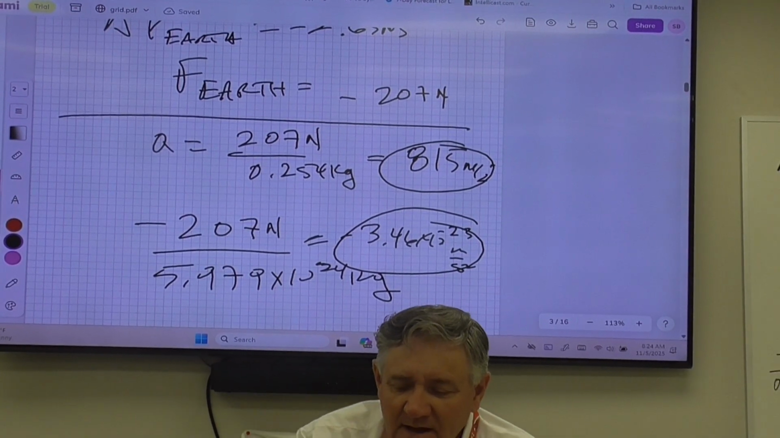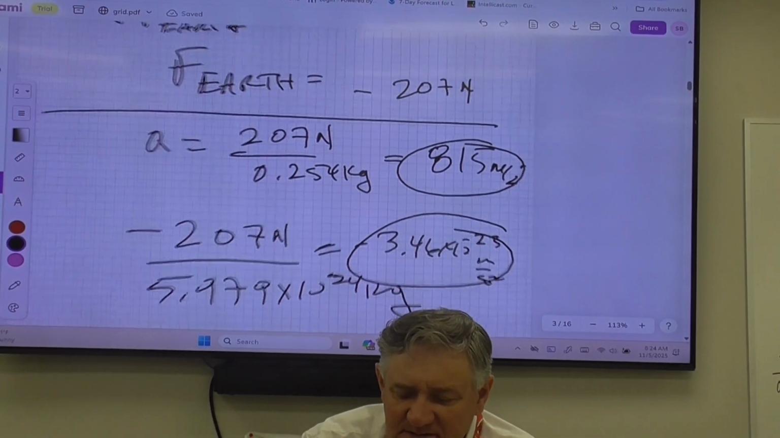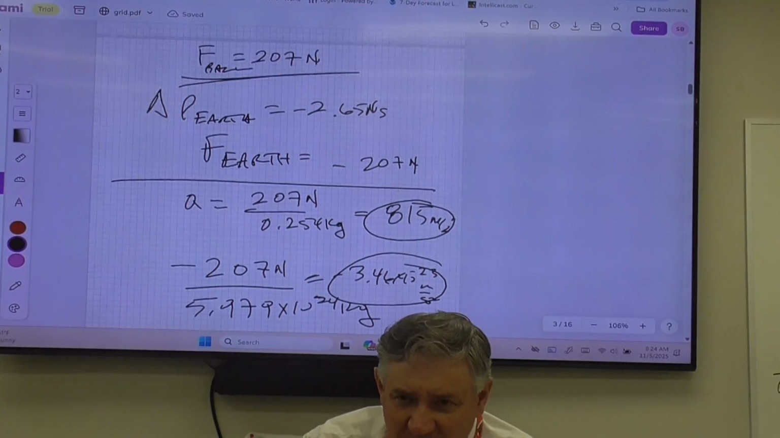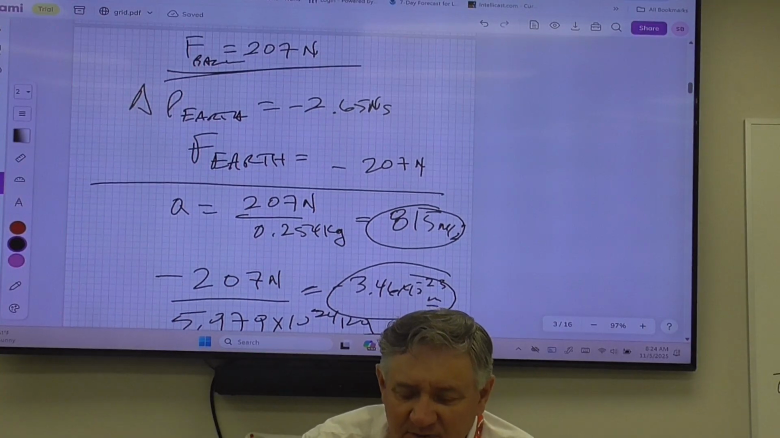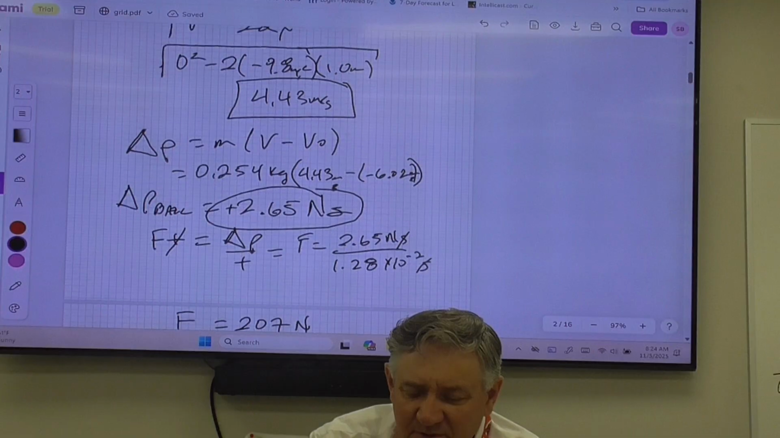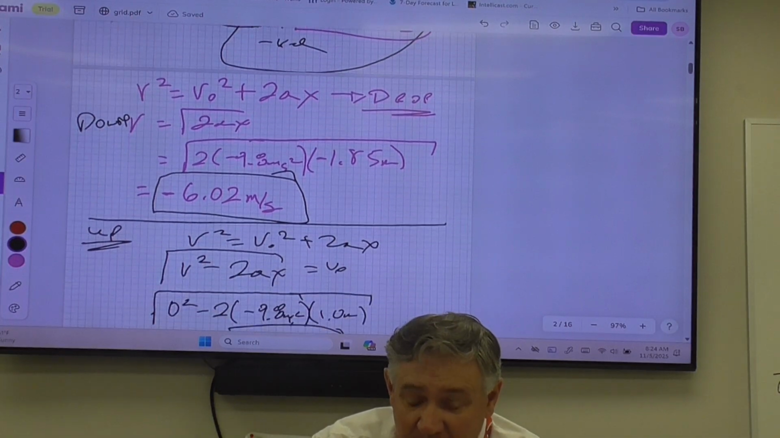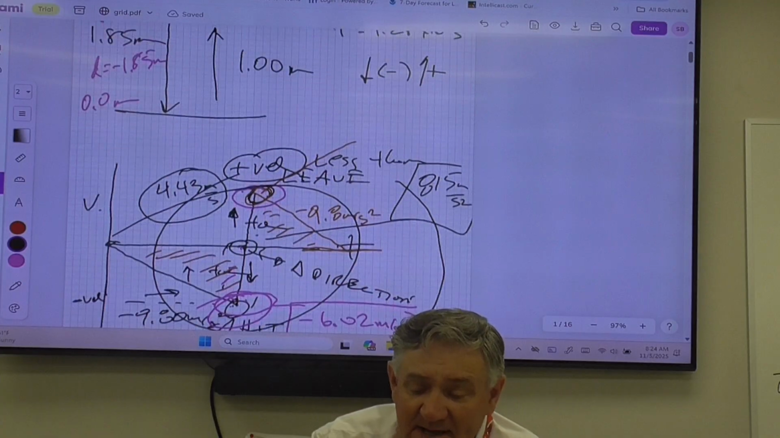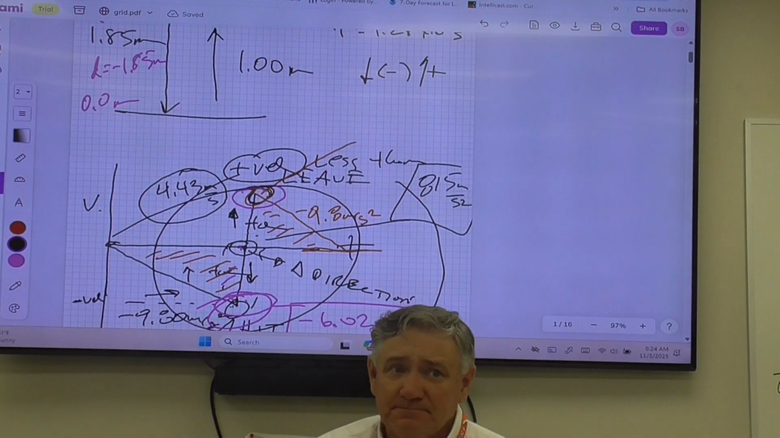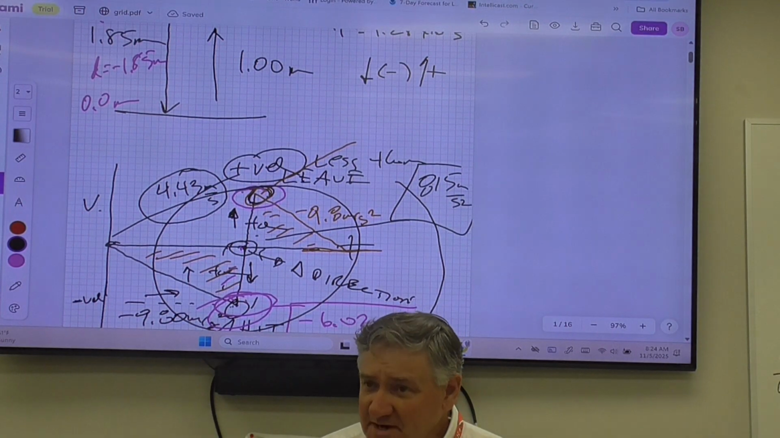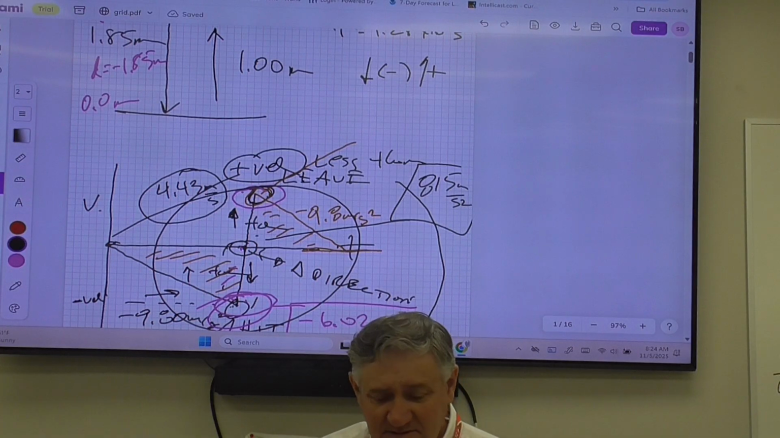So here's the story. This is what I want you to get out of this problem. First and foremost, if there's ever a problem that you go back and rework before the test, it should be this one. What's the only thing that I can change on this problem? I can change the height that I drop it from, the height that it bounces to, the time that it's in contact with the ground, and the mass of the ball.